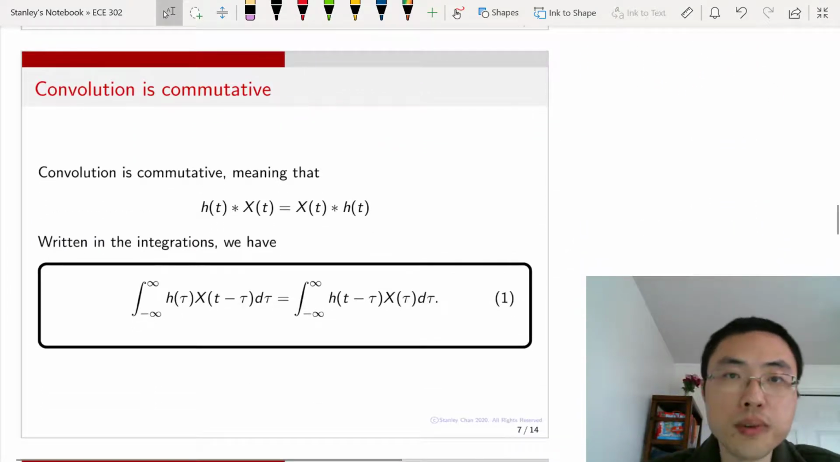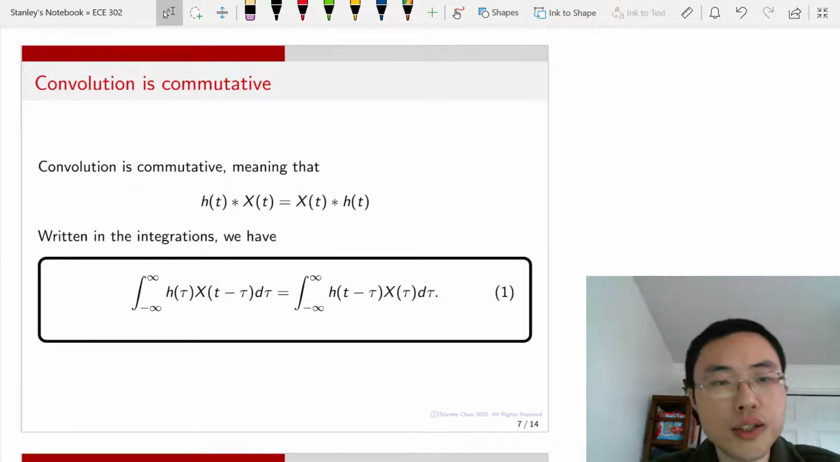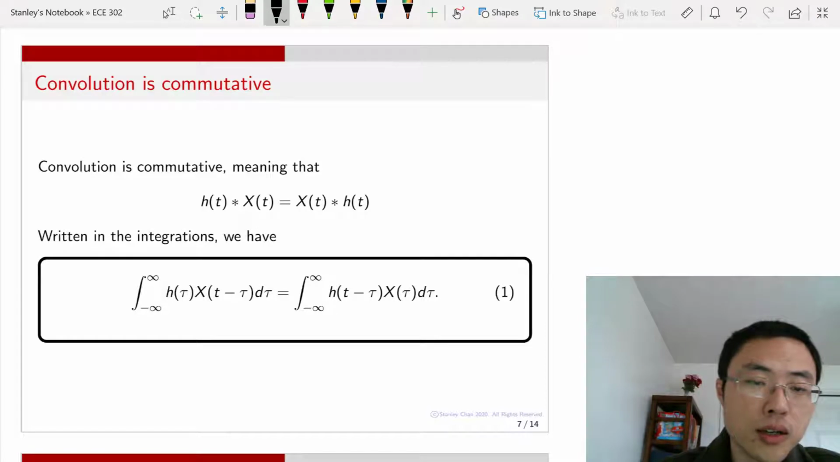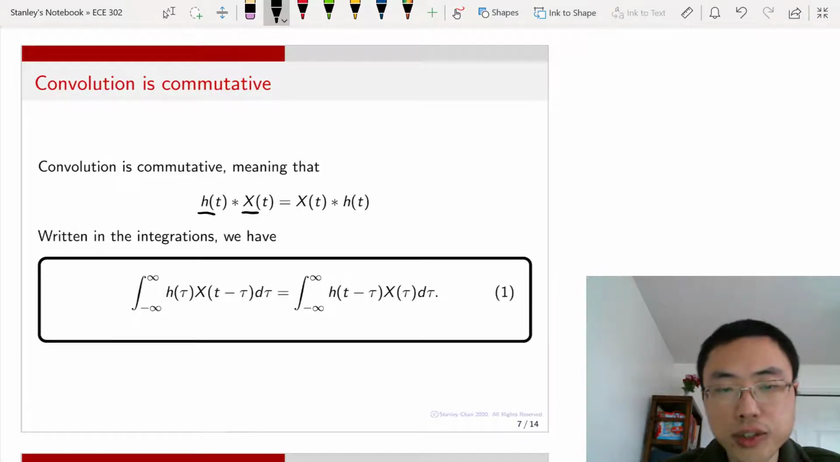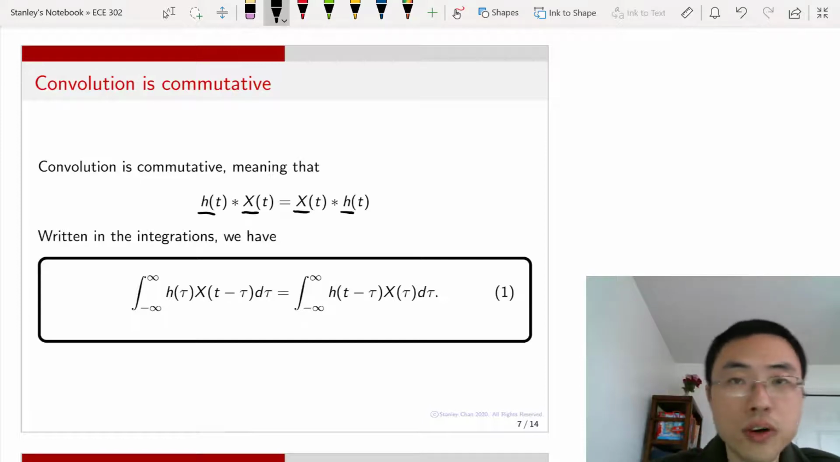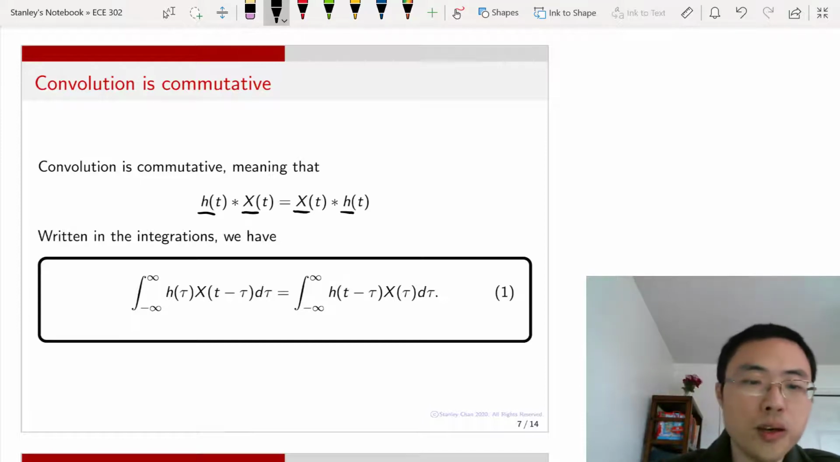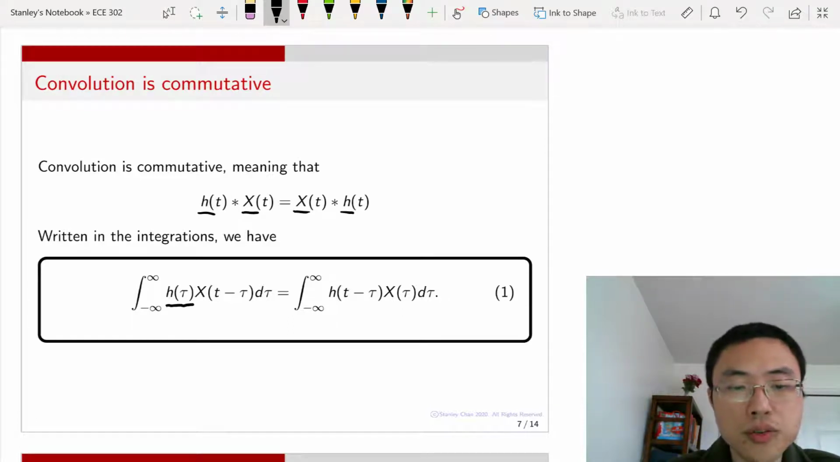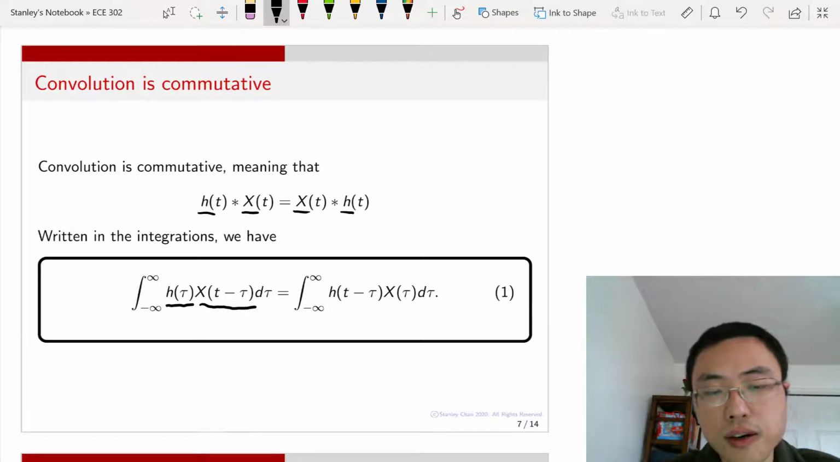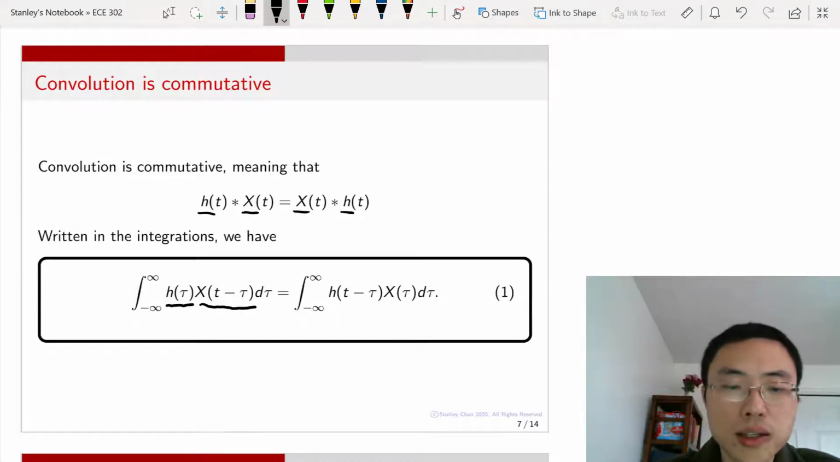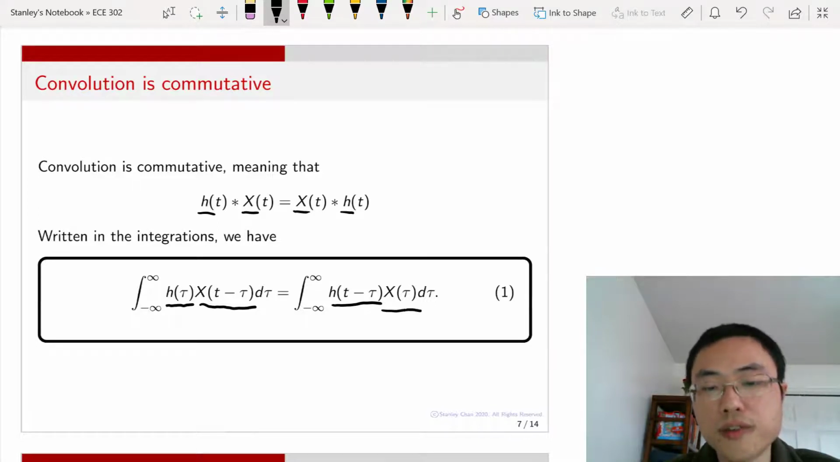A very important property of the convolution is that the convolution is commutative. What it means is that convolving h with x is the same as convolving x with h. The order of the convolution does not matter. Putting into the equation, we have this integration of h(tau) with x(t minus tau). That would be the same as integrating h(t minus tau) and x(tau). These two are the same.